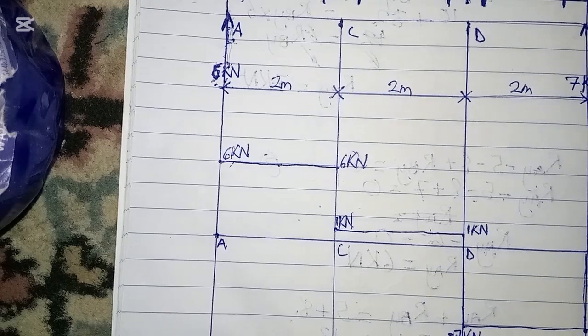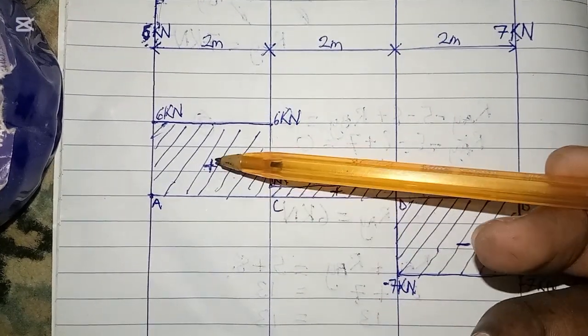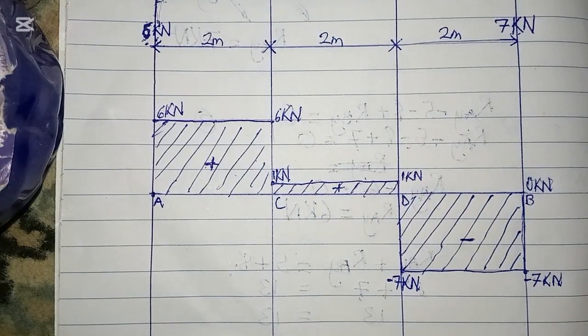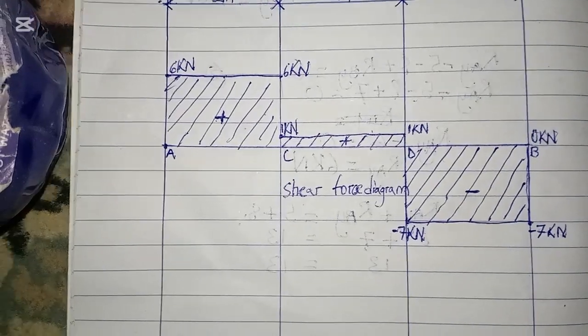So after that you shade. I've shaded it and put the positive signs inside, and the negative sign here. So that's it. That's the shear force diagram. So we have finished.